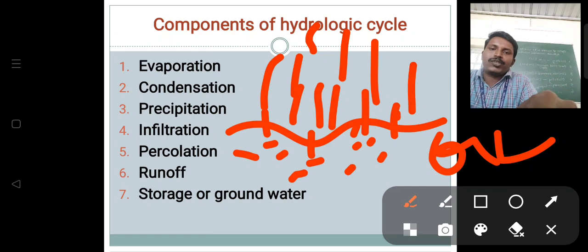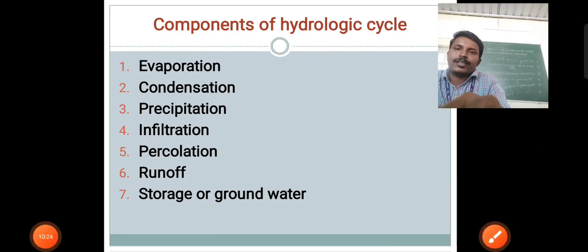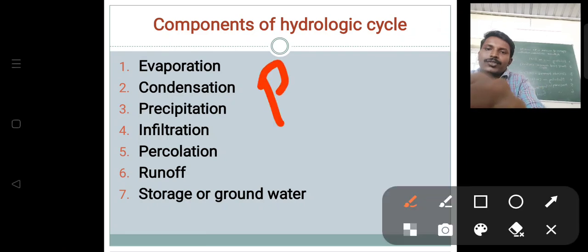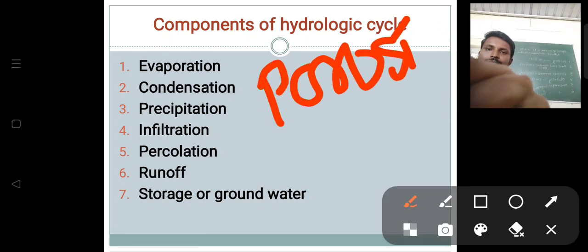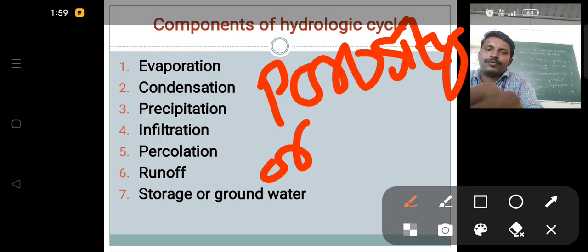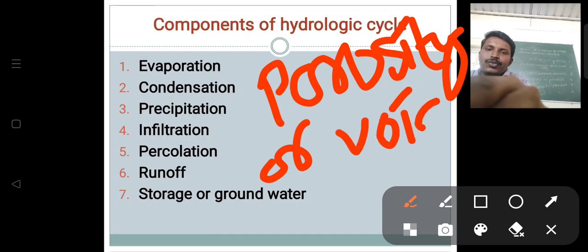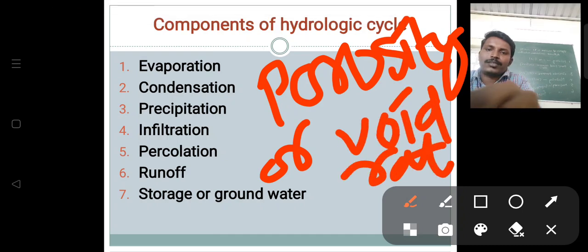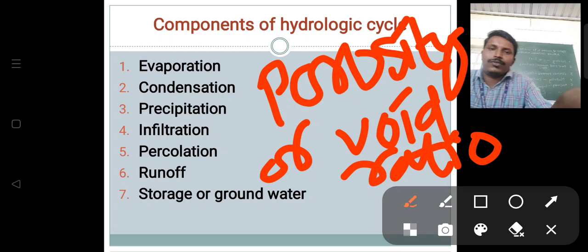Infiltration depends upon the porosity or void ratio of the soil particles. Porosity means the gap between the soil particles. The gap between the soil particles is called porosity.